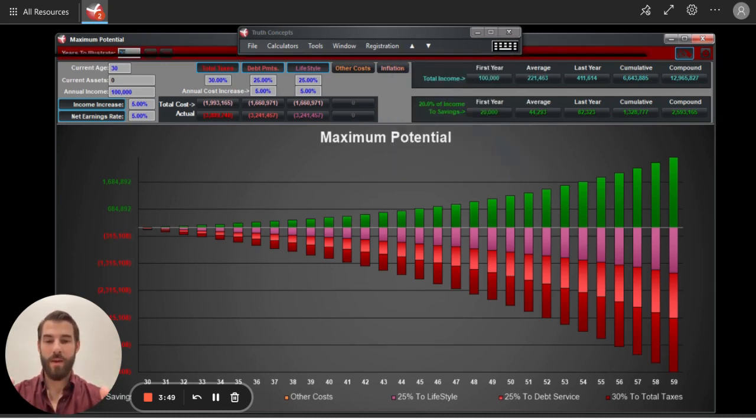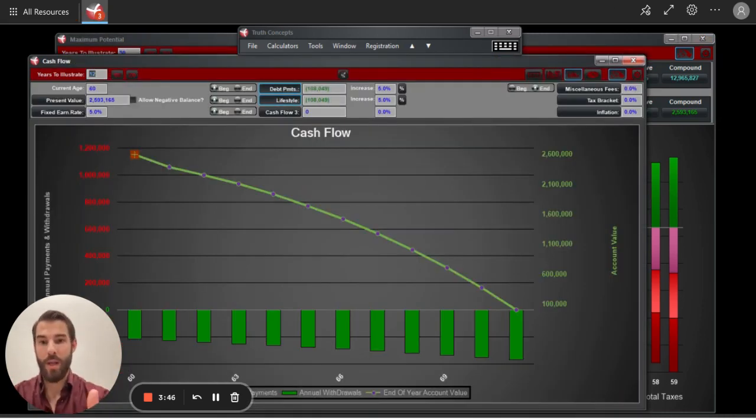This is going to take all that information from max potential and load it into cash flow, ready to go with a simple click. You can now see up at years to illustrate, we've got 12, and that is the compound. Remember it said 11.05 years. It rounds up to 12. So even if it's just barely past 11, it'll still round up to 12, just to make it easy for you. Our client's current age is now 60, so the max potential calculator has played out, and now we're at age 60.